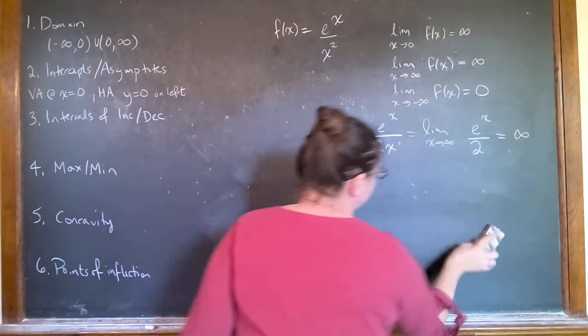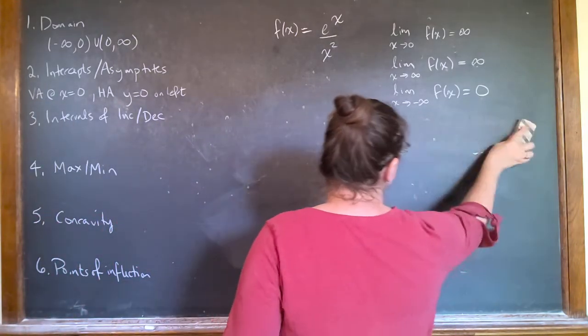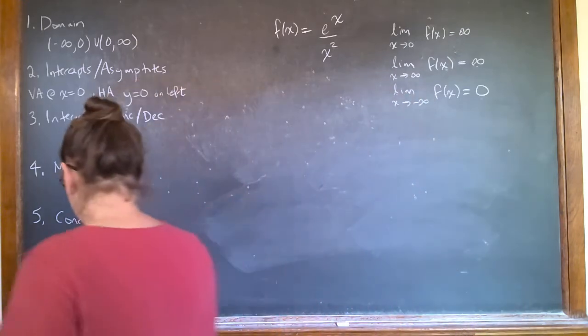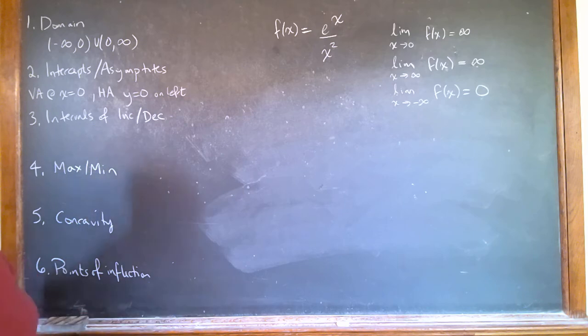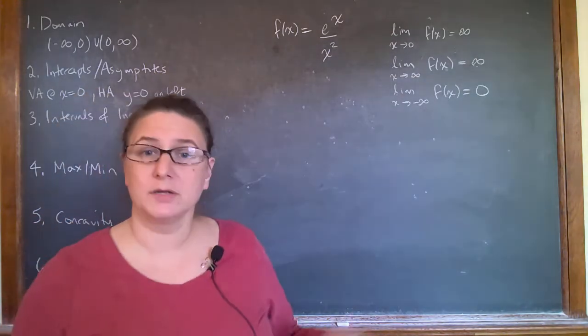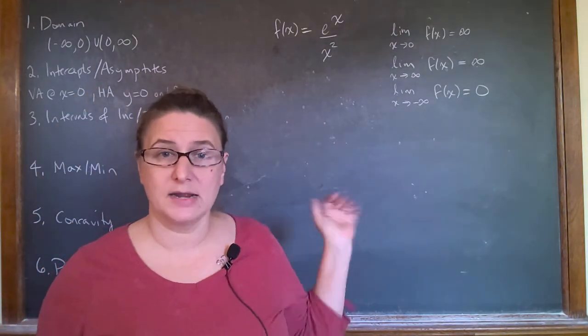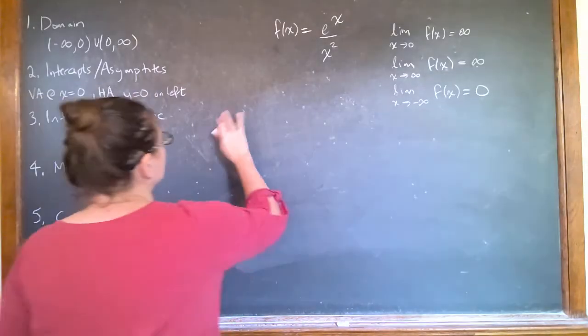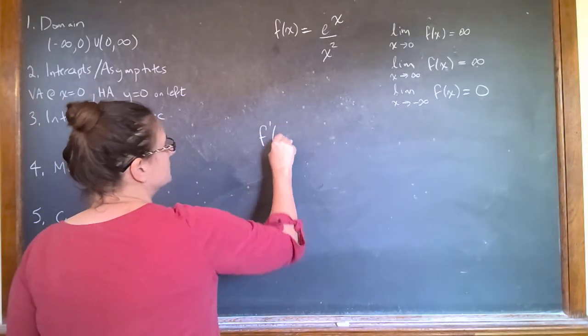So we got that. We did have to use L'Hopital's rule to figure out that the one side goes off to infinity, but the other side just sort of automatically ends up going to 0. Now I need to take derivatives. So it's up to you if you want to use the quotient rule or if you want to write it as x to the minus 2 e to the x and use the product rule. I'm going to do the quotient rule.